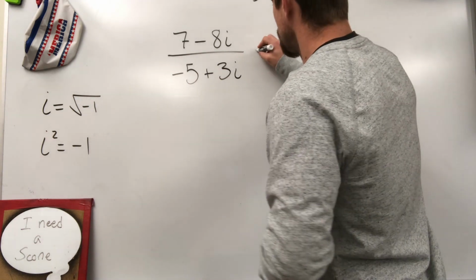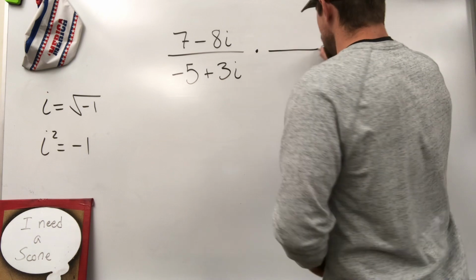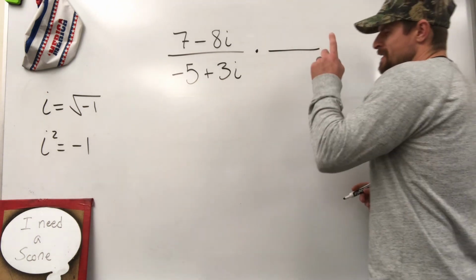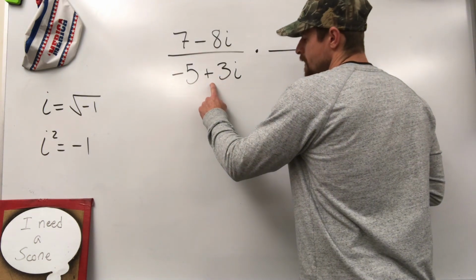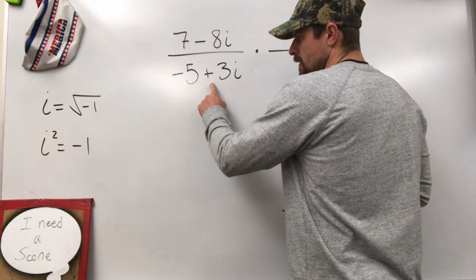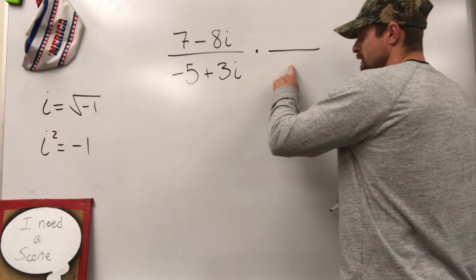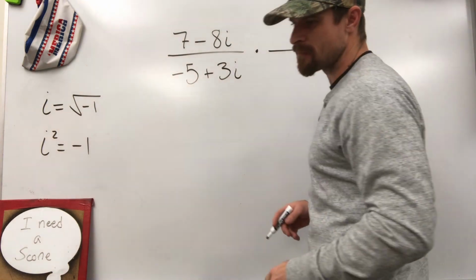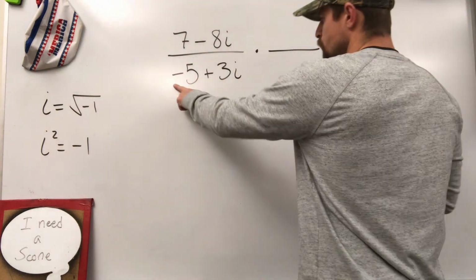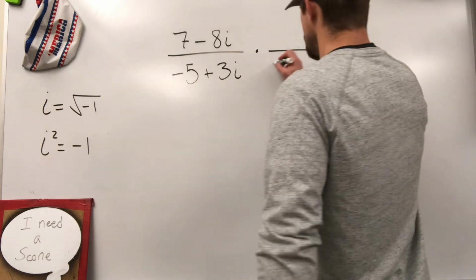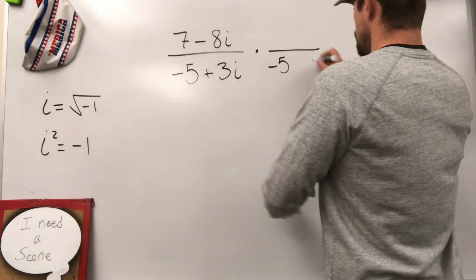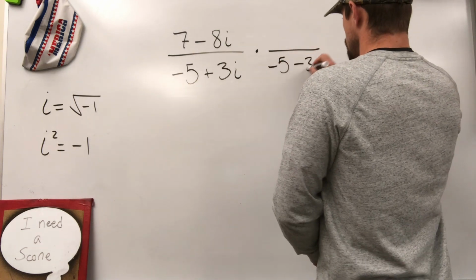When I say multiply by one, we have to write one out as a fraction, and we're specifically gonna use the conjugate of our denominator. The conjugate of our denominator is just changing that plus into a minus, which is gonna help us eliminate some stuff on the bottom when we get there. So just rewrite the denominator, negative 5, but instead of plus 3i, we say minus 3i.